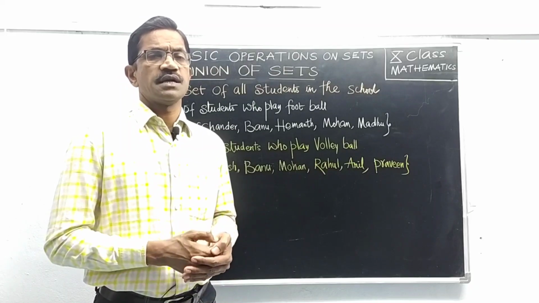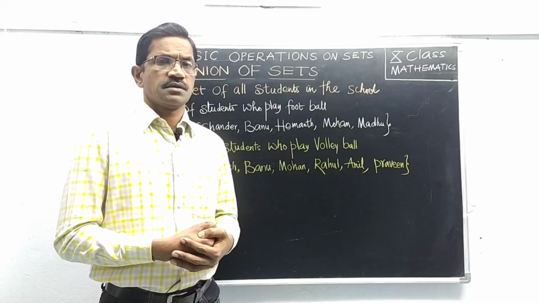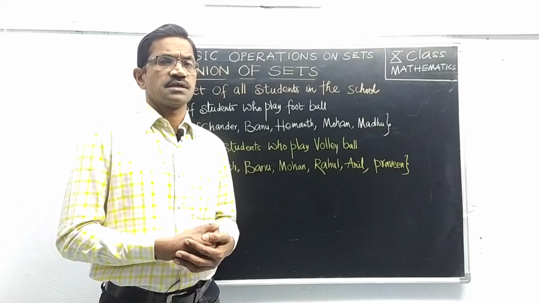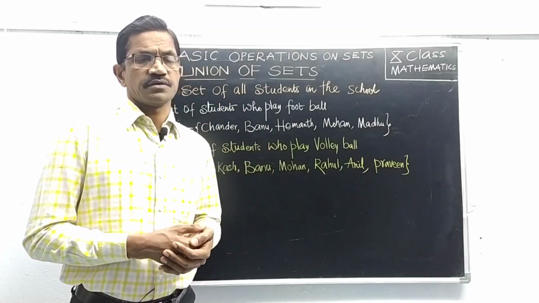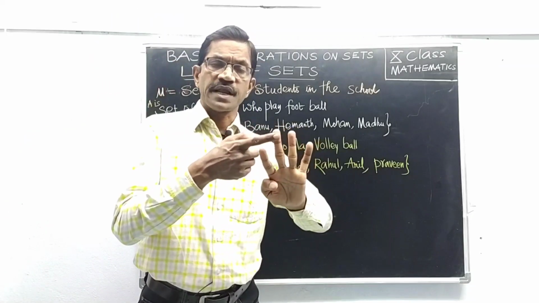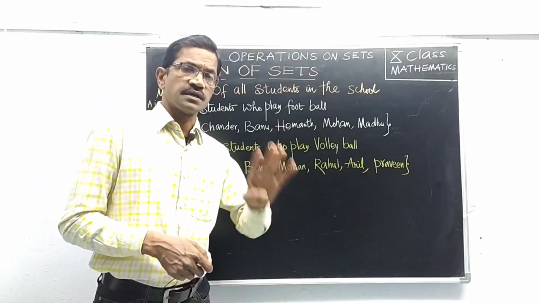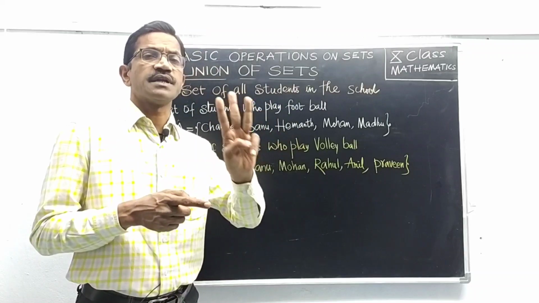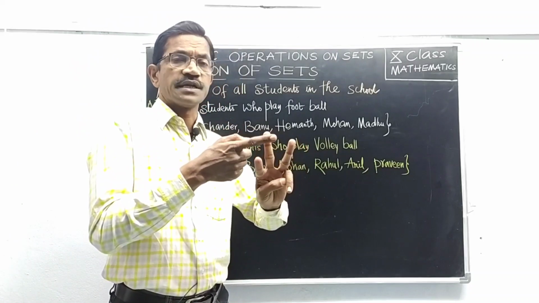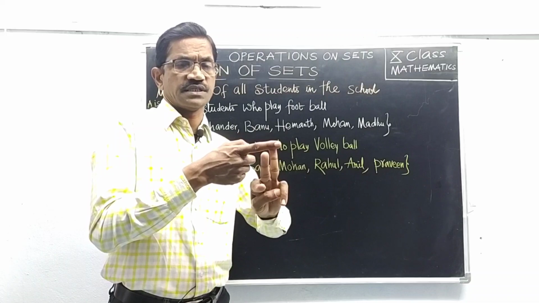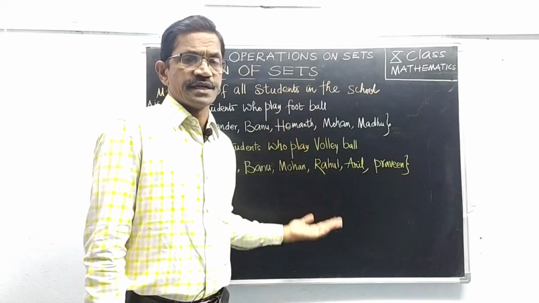Today in this class let us learn the basic operations on sets. What are basic operations? There are four fundamental operations in arithmetic. We know that addition, subtraction, multiplication and division. Similarly, in sets for this class there are three fundamental operations or basic operations: union of two sets, intersection of sets, difference of sets. So what are they? Let us learn in the class in detail.